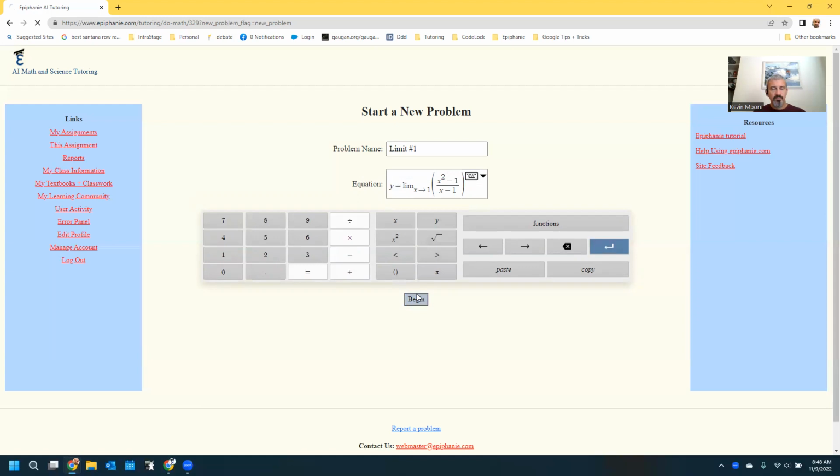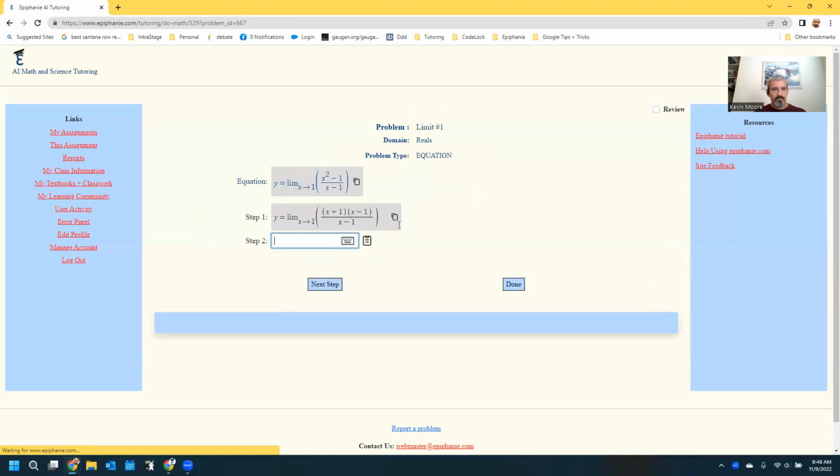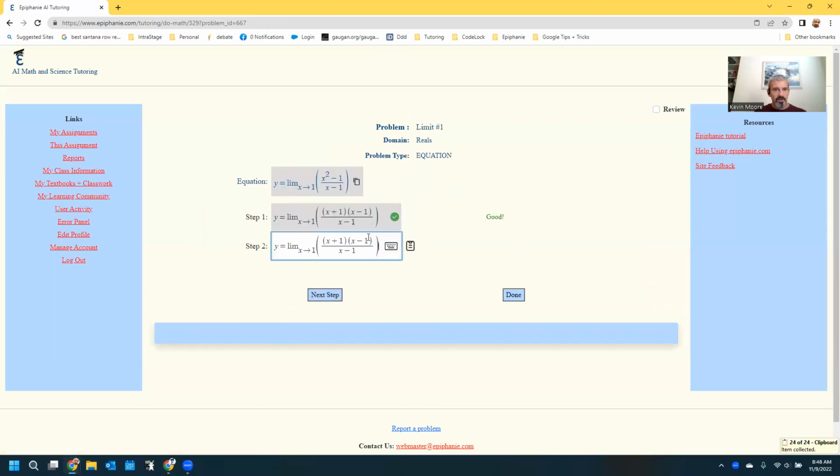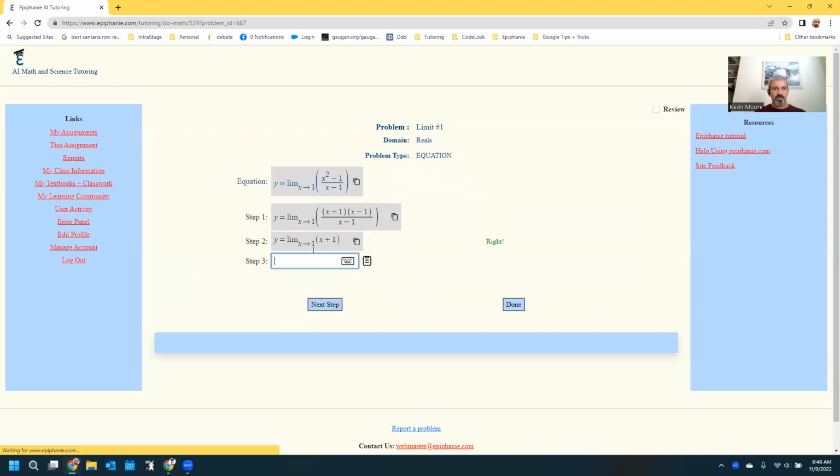Let's start this problem. Now that I've got it entered once, I can just copy and paste it. And I'm going to say this is the factor at the top here, x plus 1, x minus 1. Next step, copy and paste. This is just x plus 1. Next up, and now I can plug in and simply say that y equals 2. And we're done.